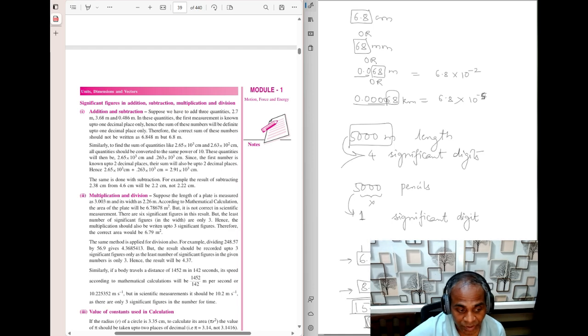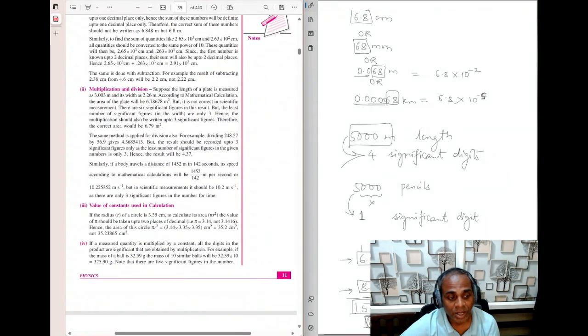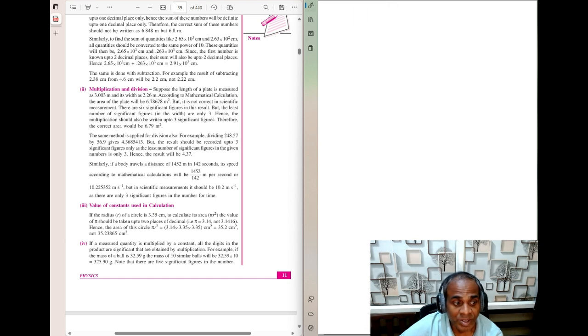The same goes for division. Okay. And now when constants are used in calculation, what do we need to do? As you can see here, the radius of a circle is mentioned as 3.35 centimeters. We need it to calculate its area, and we know that area is pi r square, where pi is a constant. So now here, if I multiply pi r square, that is pi multiplied by 3.35.